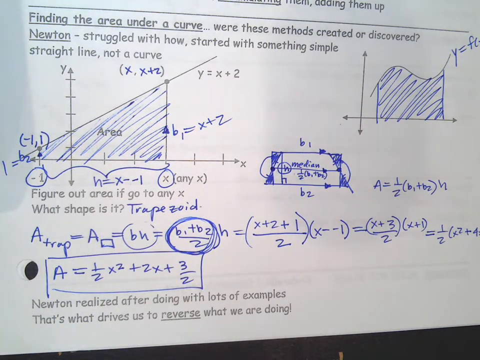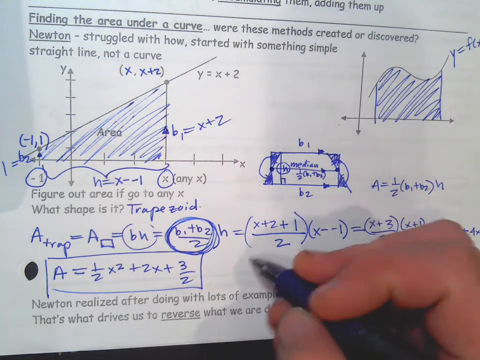Now, we don't have to do this for every shape. We haven't done any of the calculus yet, right? All we've done is ask, how do you find the area? How do you get a formula for the area? All geometry and algebra so far. But say you're Newton and you try this and then you wonder, what happens if we take the derivative of this?